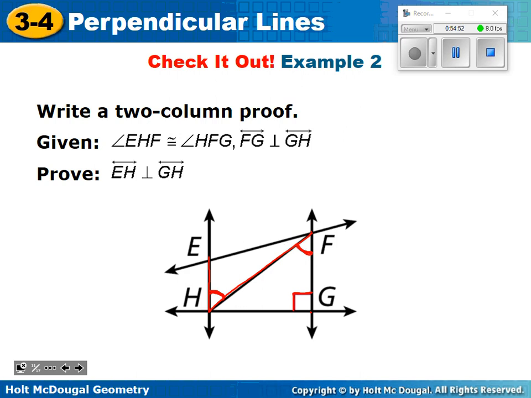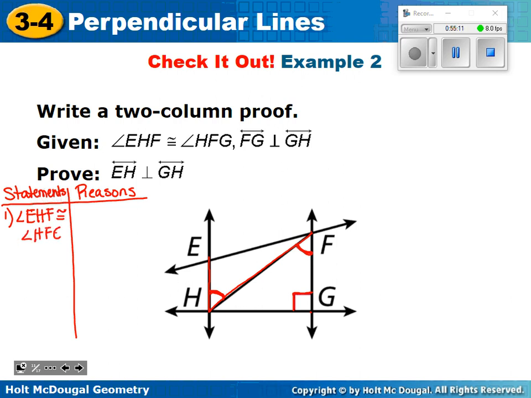Okay, so let's start with our 2 columns. Statements, reasons. Number 1, list your first given. Angle EHF is congruent to angle HFG. Given. Again, I would tell you stop right there and see what does that tell you in the picture. What kind of angles are EHF and HFG in the picture?